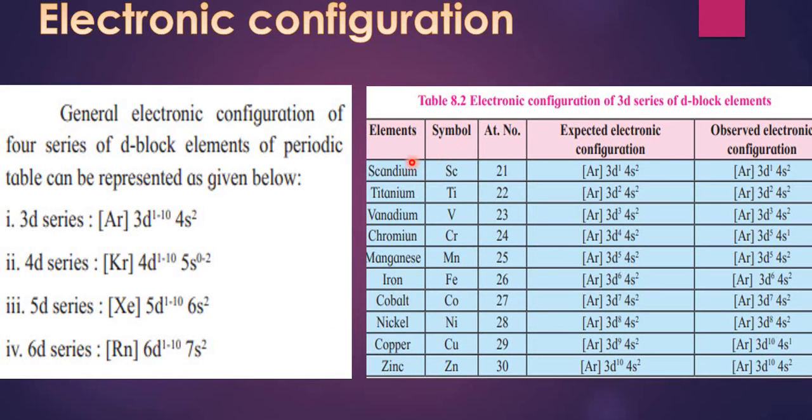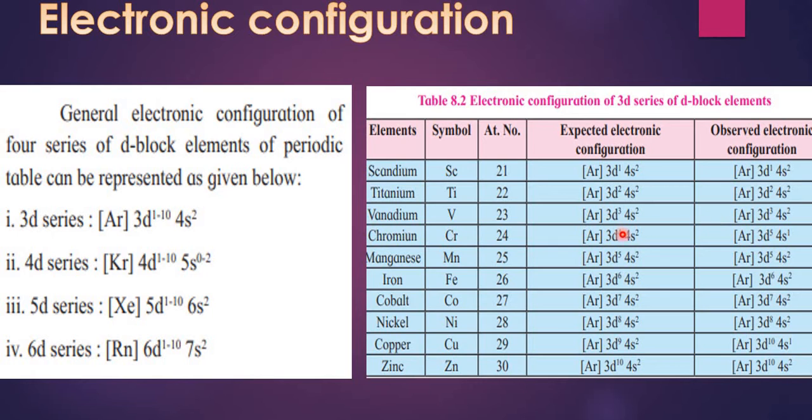These are the elements of the 3d series, and this is the element having atomic number 21. Its expected electronic configuration is argon 3d1 4s2. The observed electronic configuration is also the same. Titanium's expected and observed remain the same. Vanadium's observed and expected also remain the same.